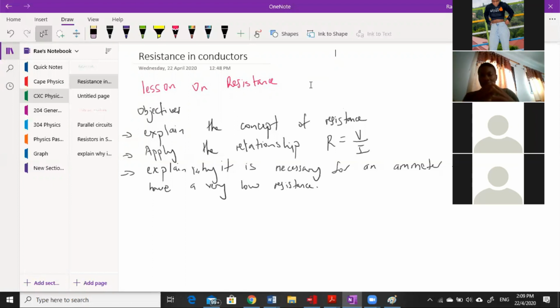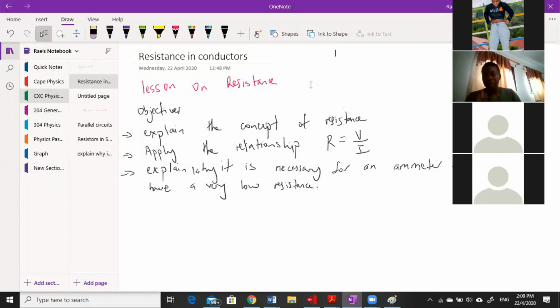Now, we could also define it as the opposition to the flow of charge, because we know that current is the flowing of charge, and by charge we talk about electrons, right? So there are two ways we could define it. We could say the opposition to the flow of current, or the opposition to the flow of charge or electrons. Fair enough.